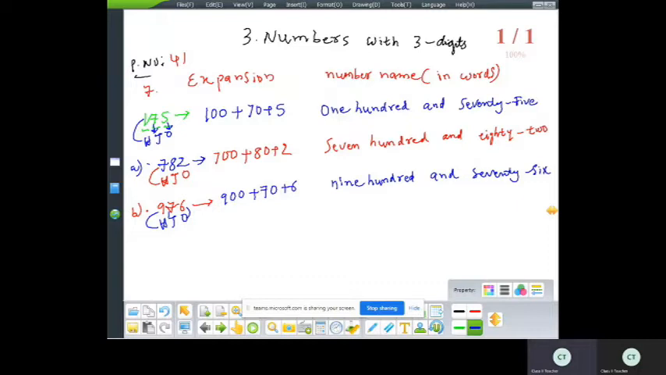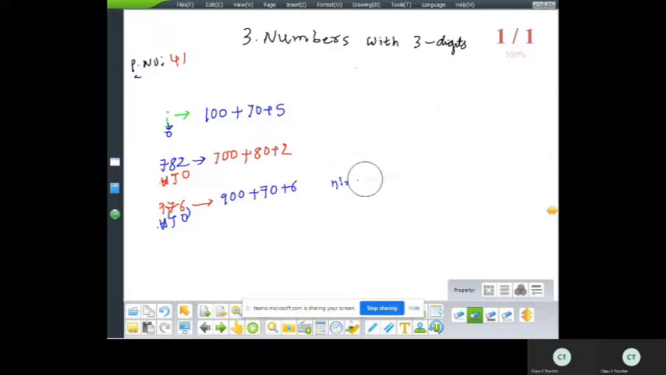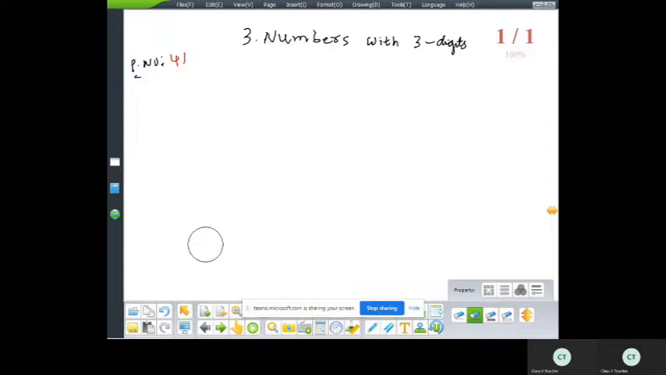Example over, A over, B over, remaining C, D, E are homework. Write this homework in your running notes or in your textbook. And now question number 8. Same page number 41, question number 8.